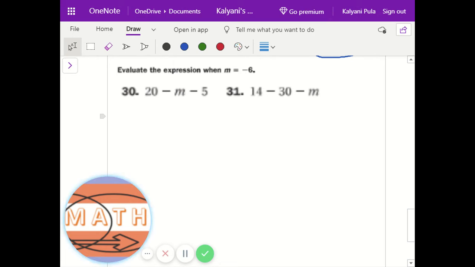All right, let me check the answer. Negative 6, double negative, it's okay, 26. Can you check one more time? How do you get this? Let's see, this is double negative, right? So that's 20 plus 6 minus 5. So that's going to be 26 minus 5, right? Can you check one more time?